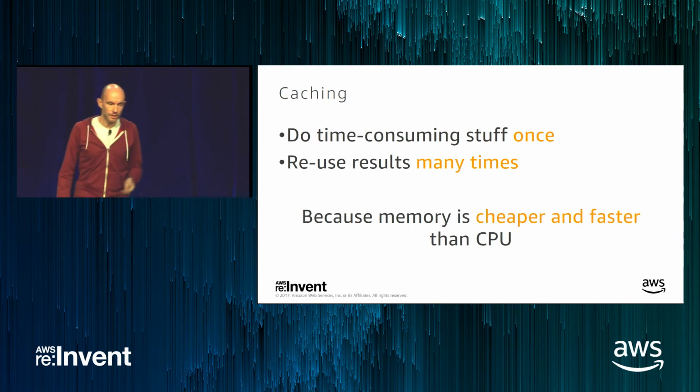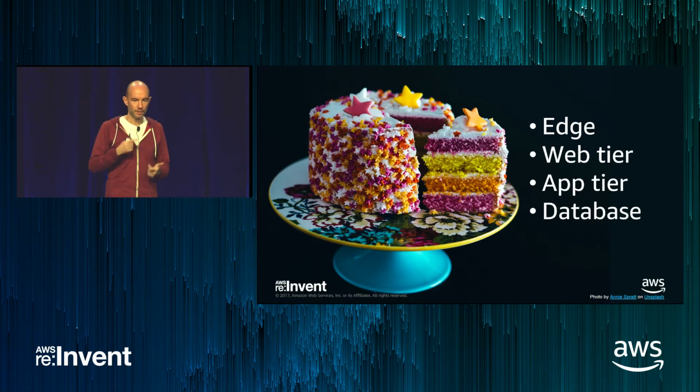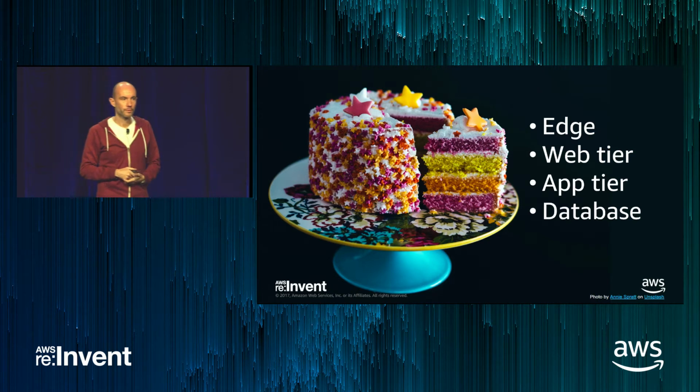So our talk today is structured around these four layers of cake. We structured them into Edge, Web Tier, App Tier, and Database. And each layer in your application offers some great opportunities for you to save time and to become faster through caching.